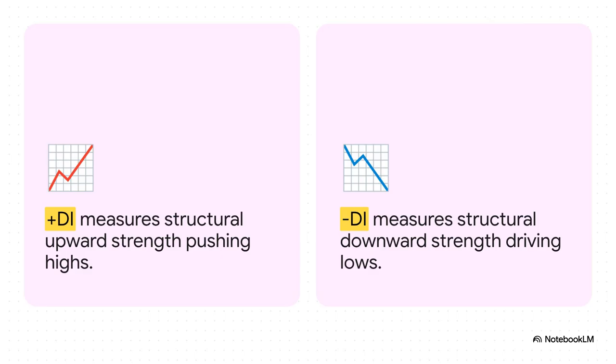So let's rigorously define these internal components, all right? On one side, we have the plus directional indicator, the plus DI. This measures structural upward strength. It quantifies exactly how aggressively buyers are pushing those daily highs upward.